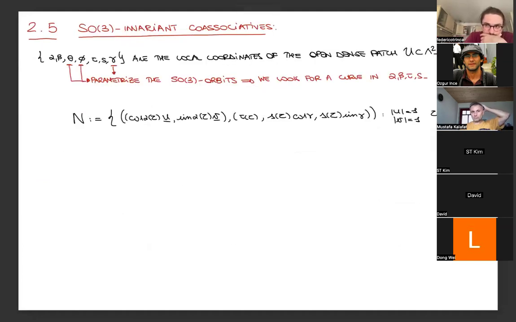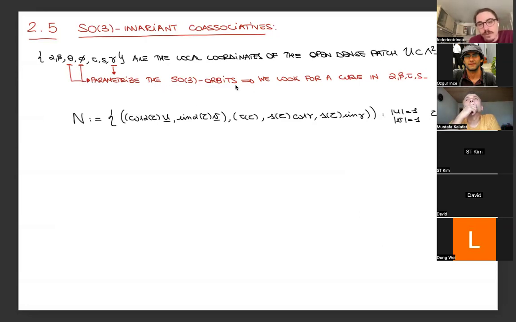So now we want to construct SO(3) invariant associatives. Let me recall for you, if you spaced out for a second, what we've done was to construct these local coordinates on a dense patch of the anti-self-dual bundle of the sphere. And these coordinates are alpha, beta, t, s and theta, phi, gamma. And theta, phi, gamma really parameterize the SO(3) orbits.